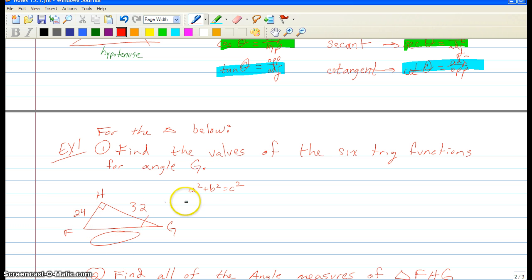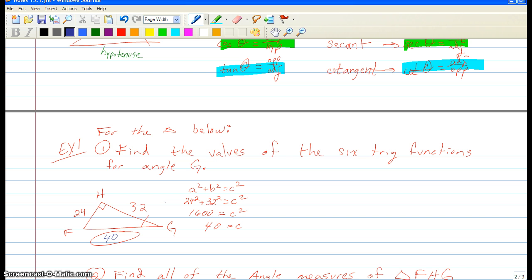So if we make 24 a, and 32 b, 24 squared plus 32 squared equals c squared. When you square those and add those, you get 1600 equals c squared. And then you get the value of c to be technically plus or minus 40, but we're talking about lengths of sides of a triangle, so the negative value is extraneous, is irrelevant. Okay, so then we have this being 40, and we can go through and figure out the remaining ones.